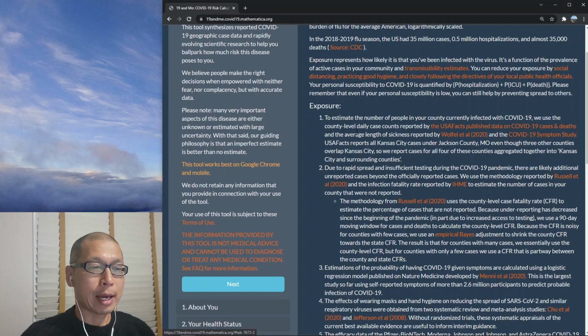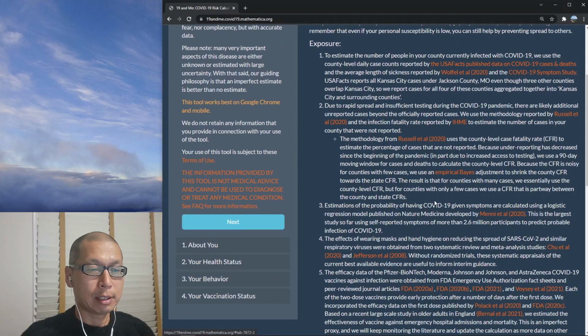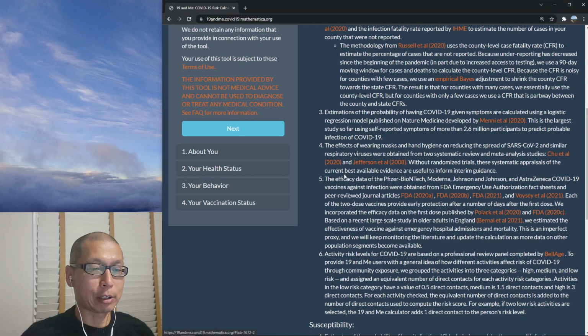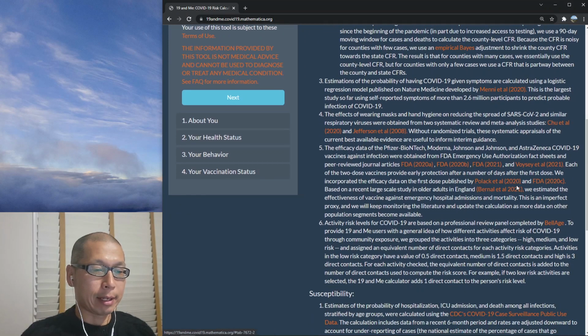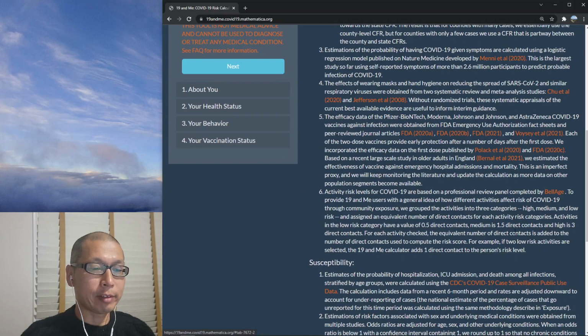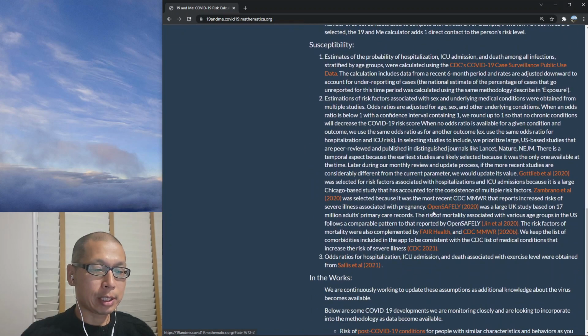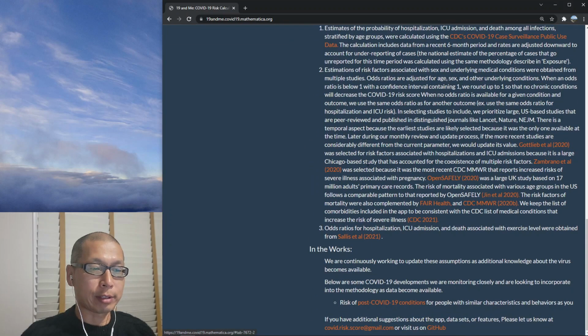So they have links to all the studies right here. They look at how they estimate your exposure, and then how they figure out the efficacy of the vaccines, and then what activity levels are, susceptibility, and then all the various risk factors of hospitalization, ICU admission, death, that kind of thing. So you can look at all these.